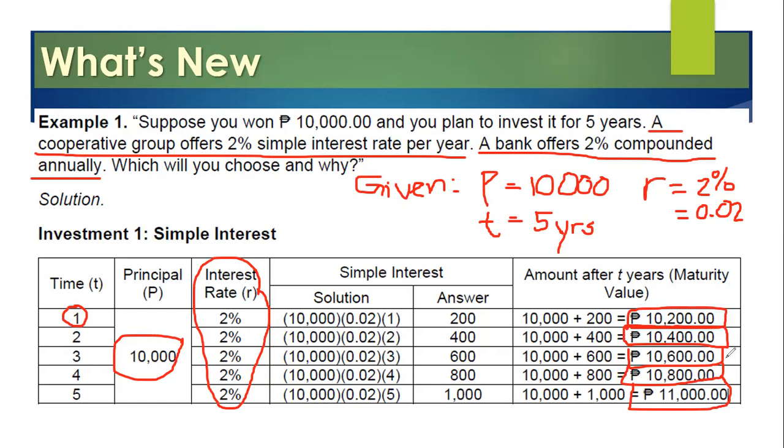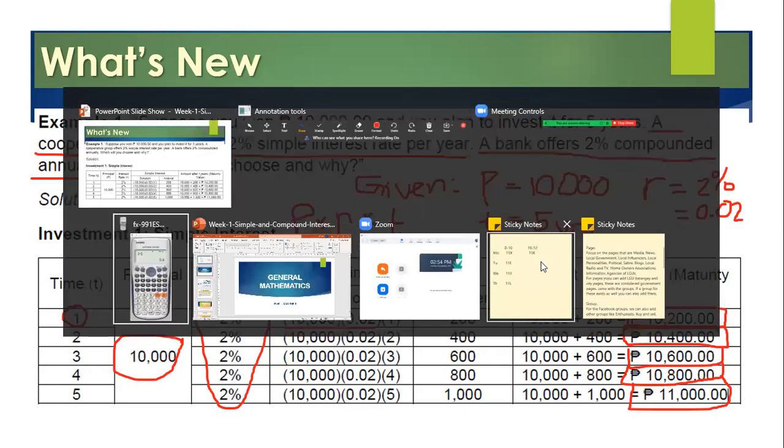Meaning, kumita ka ng 1,000 pesos after mo i-invest sa cooperative group yung iyong pera. Paano ba kinompute yun? Kung napansin natin, nag-a-add siya ng 200 pesos every year. Ang base niya ay yung principal lagi: 10,000 times the rate of interest, which is 0.02. Laging nakadecimal dapat yung gagamitin. And then yung T, imu-multiply lang natin lahat yan para makuha natin kung magkano yung interest. Okay, let's try.